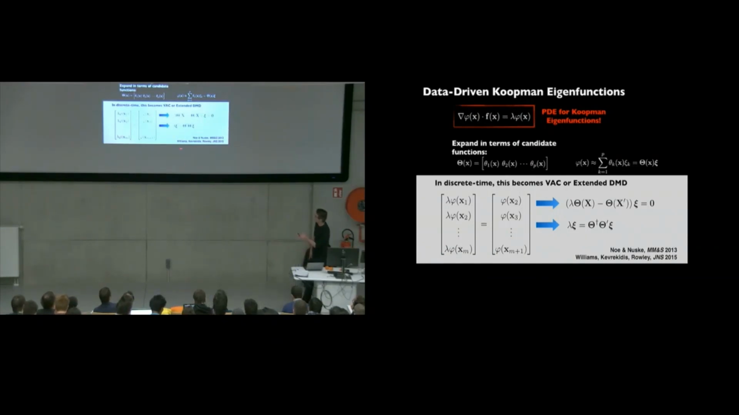And this is exactly what the extended DMD algorithm and this VAC algorithm do. It was Noé and Nüske who discovered this in 2013 for chemical kinetics. Okay, so it's basically a DMD regression, but you're expanding your eigenfunction in some nonlinear basis. So you're augmenting with nonlinear measurements and doing that regression. Okay, that's what the extended DMD is doing. Okay, great. Any other questions about this? Yeah, in the back.